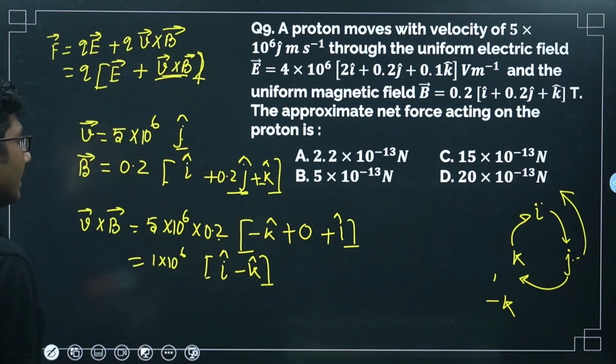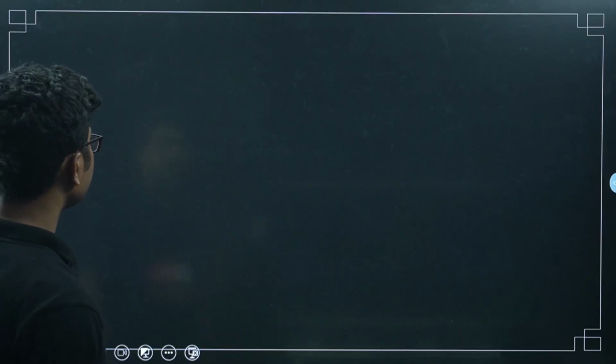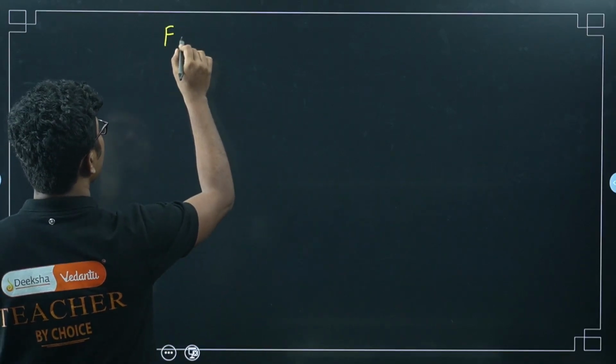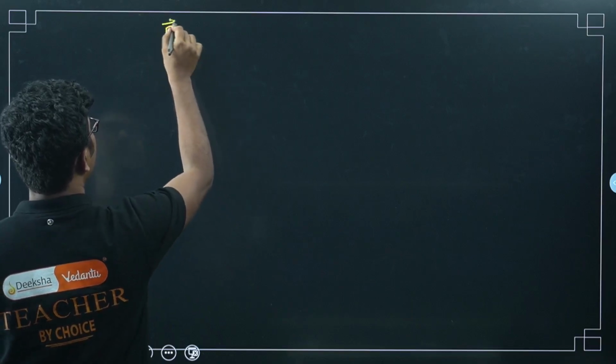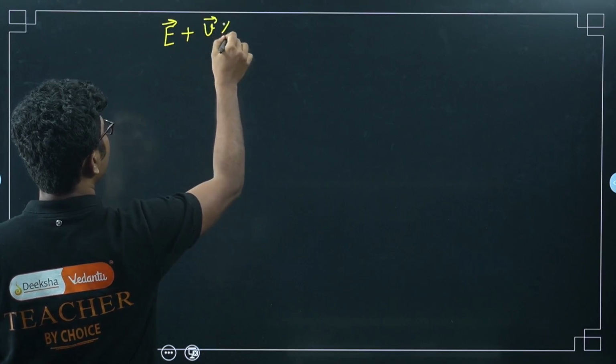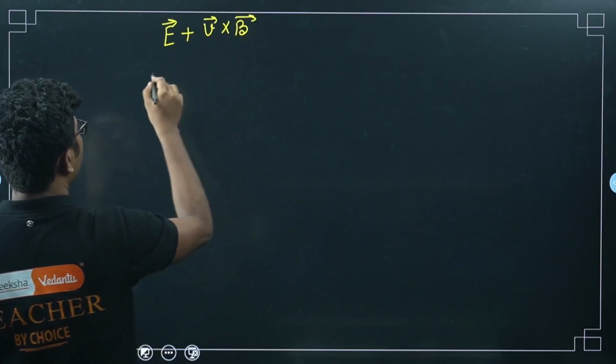Okay, so we have calculated v cross b. Now we have to calculate the force, magnitude of the force. So to calculate the magnitude of the force, what we have to do? We have to first calculate E plus v cross b. Okay, what is E?